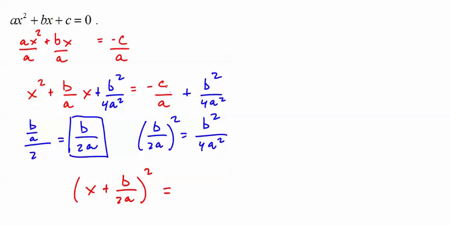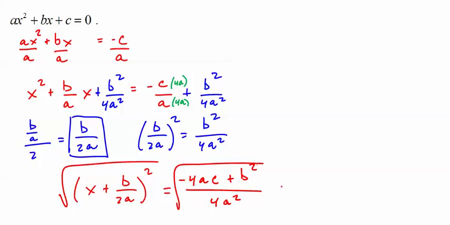Gotta do a little fancy algebra on the left here. Gotta multiply this by 4a over 4a to get a common denominator. So on top we get negative 4ac plus b squared, all over 4a squared. Square root of both sides. I'm going to rewrite the inside over here. Well, let me do the left side first.